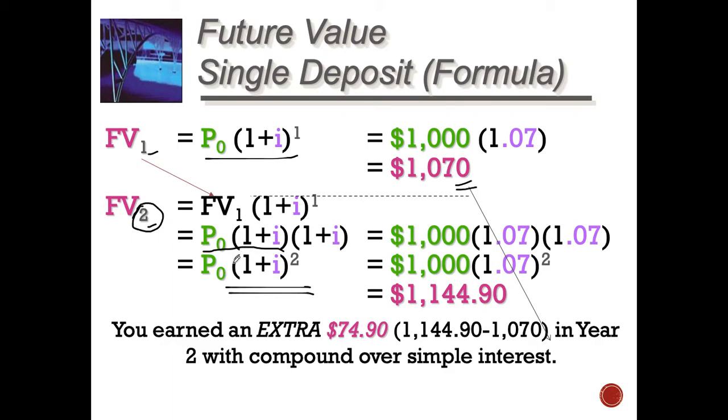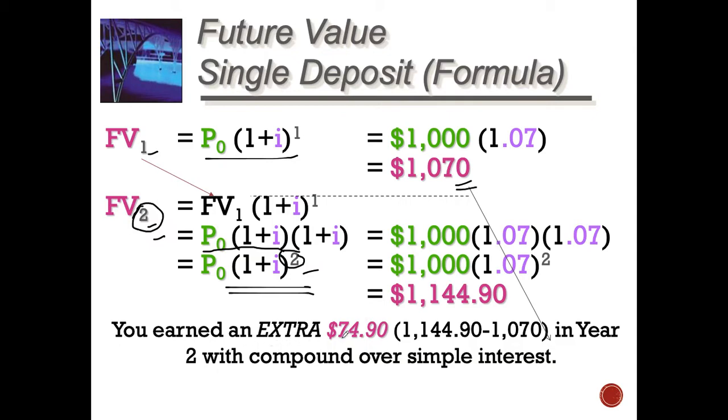So the final result is this formula: P0 multiplied by (1 plus i) to the power of 2. Here, the result is $1,000 multiplied by 1.07 to the power of 2. So the result is $1,144.90.